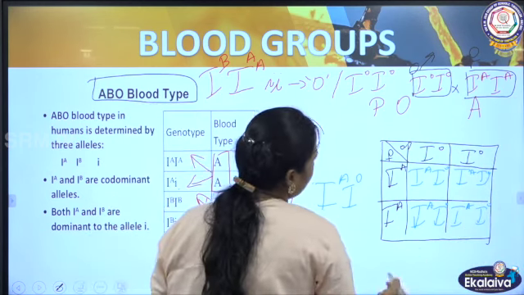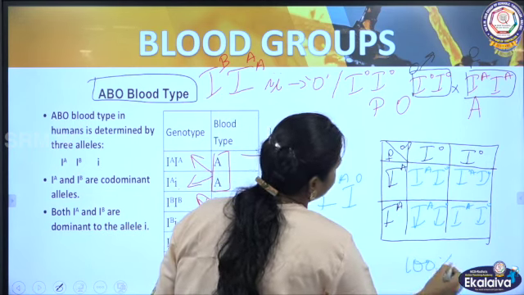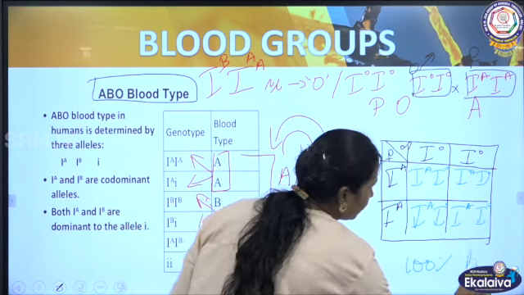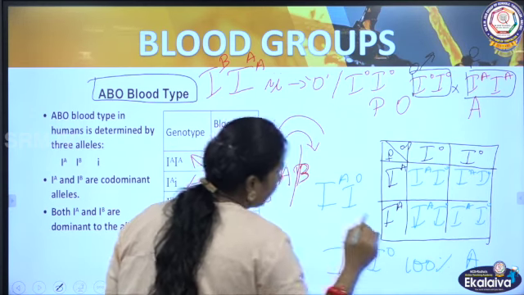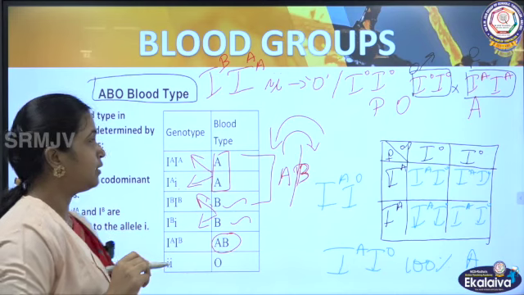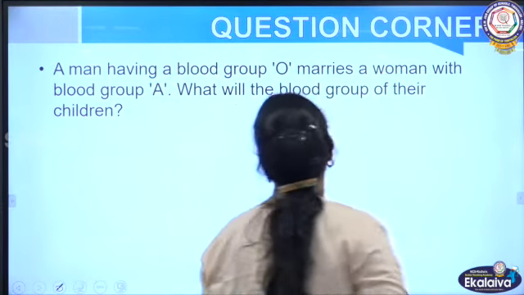I told you already A is dominant over O. You can see all, 100%, are A blood group. But the genotype varies. It is a heterozygous condition, IA IO. Clear? Now we will go to the board based question.